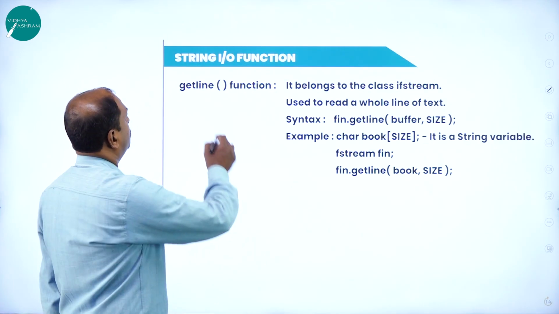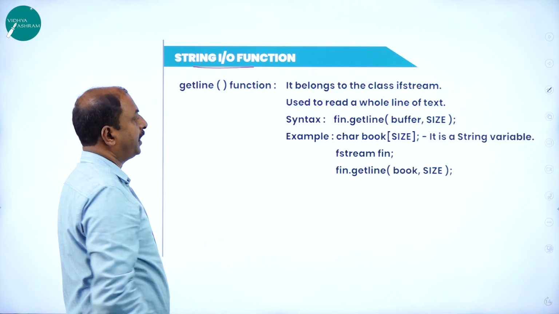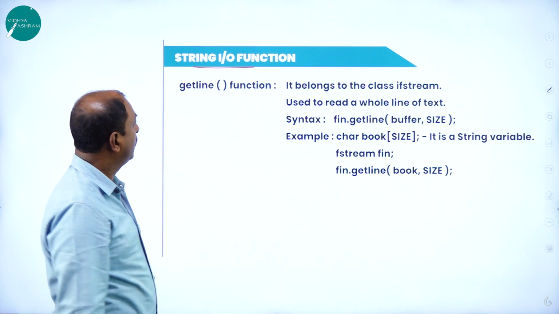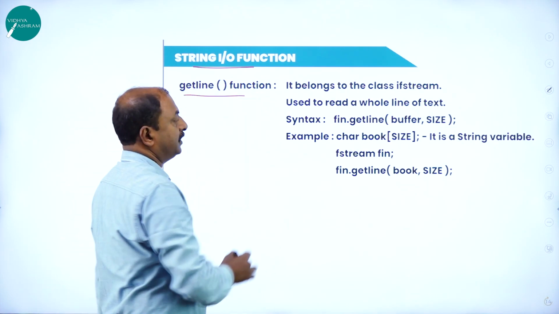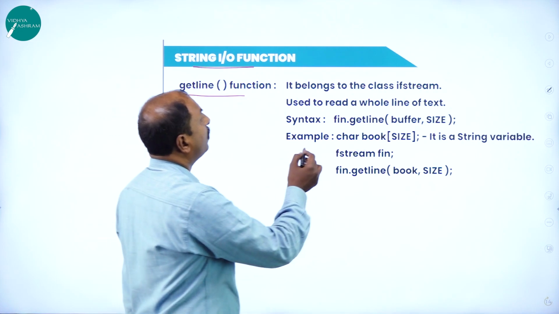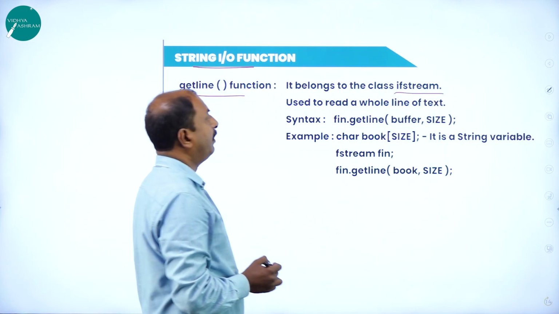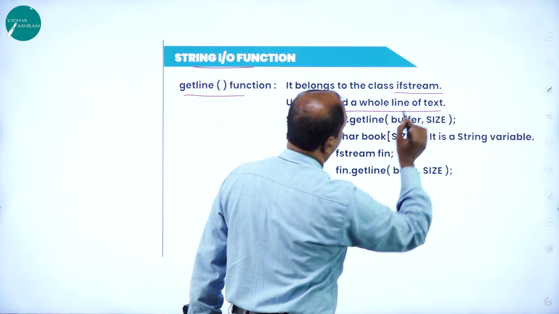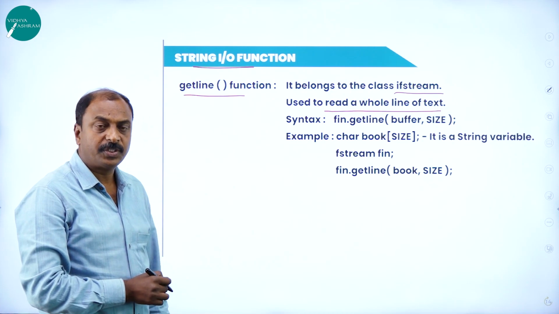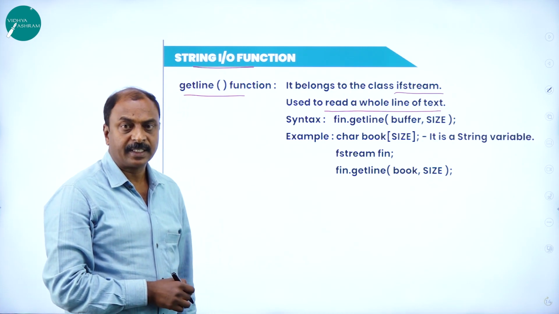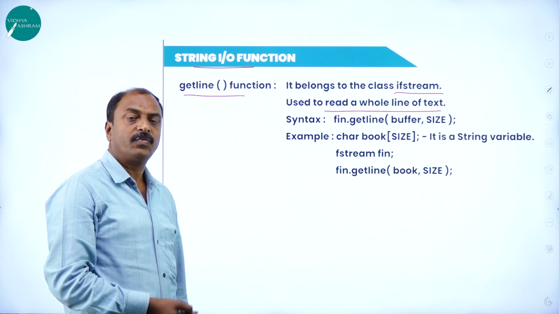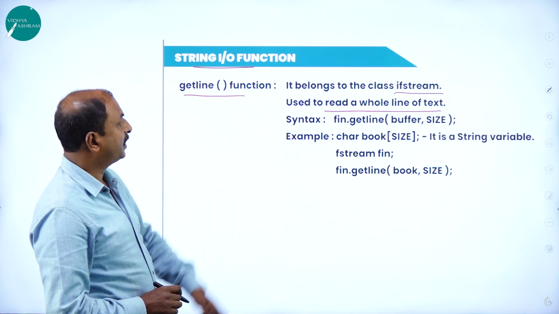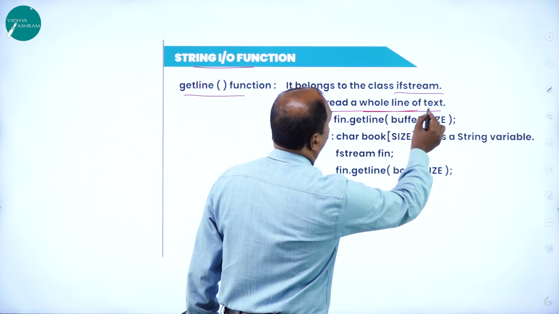Next one is the string IO functions. You know what a string is? A string is nothing but a group of characters. One is the getline function. It belongs to the class ifstream. Ifstream means it is an input operation, and it is used to read a whole line of text. In the previous syntax we have seen the get function to read a single character from a file or from the associated stream. But here the getline function is used to read an entire line of text.